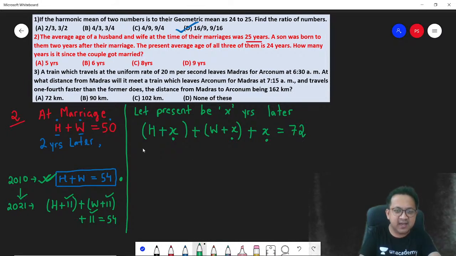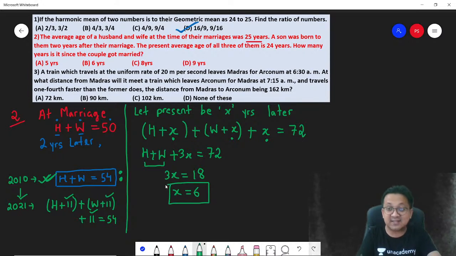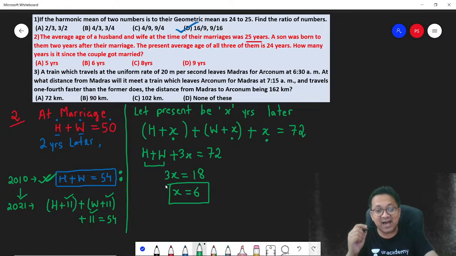So can I say H plus W plus 3X is 72. How much is H plus W? You already know, H plus W is 54 from the previous equation. So can I say 3X is 18, or X is how much? 6. So it has been 6 years since their son was born.